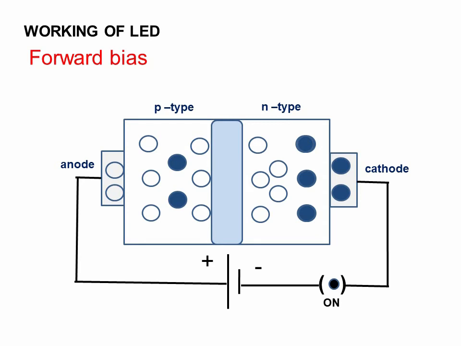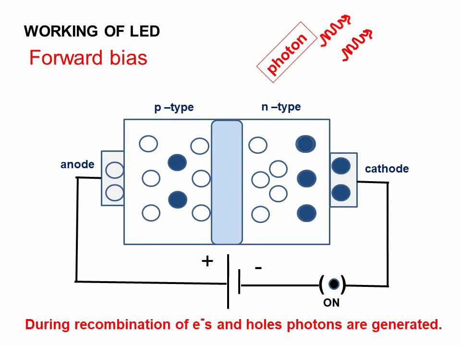So, in the depletion region, there is a chance for recombination of the electrons and holes. During the recombination process, photons are emitted in forward bias. Thus, the LED works. So, the generation of photons during recombination of electrons and holes is the main concept in the working of LED.